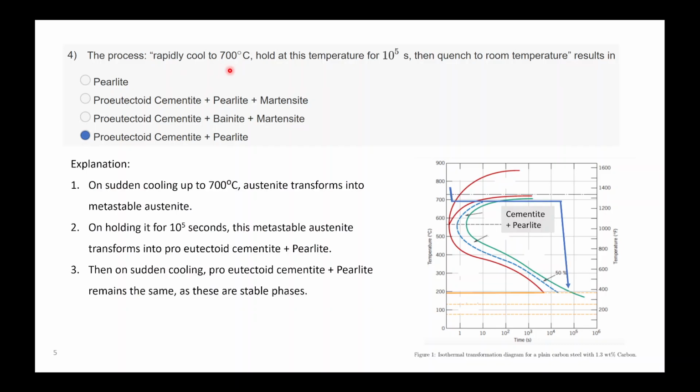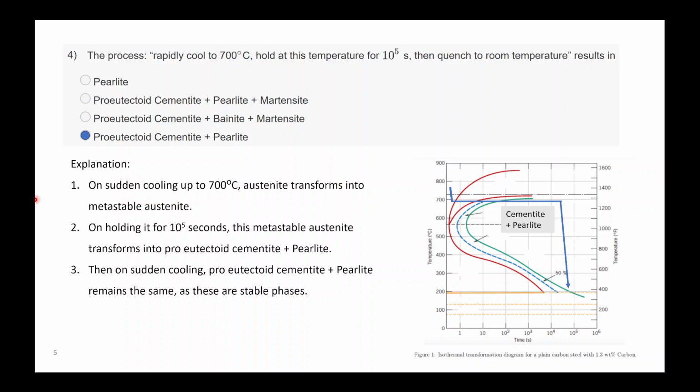In this case you are cooling to 700 degrees Celsius, then isothermally transforming your material up to 10 to the power 5 seconds. Up to that point you keep it isothermally at constant temperature, then you rapidly quench. We can see that cementite will form in this area, then perlite forms, and the transformation is complete because it goes up to the green line. So it will consist of proeutectoid cementite plus perlite.